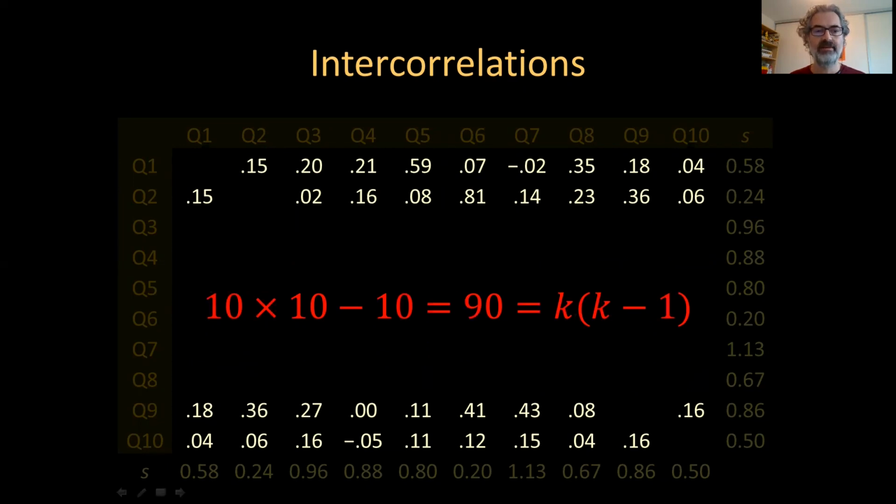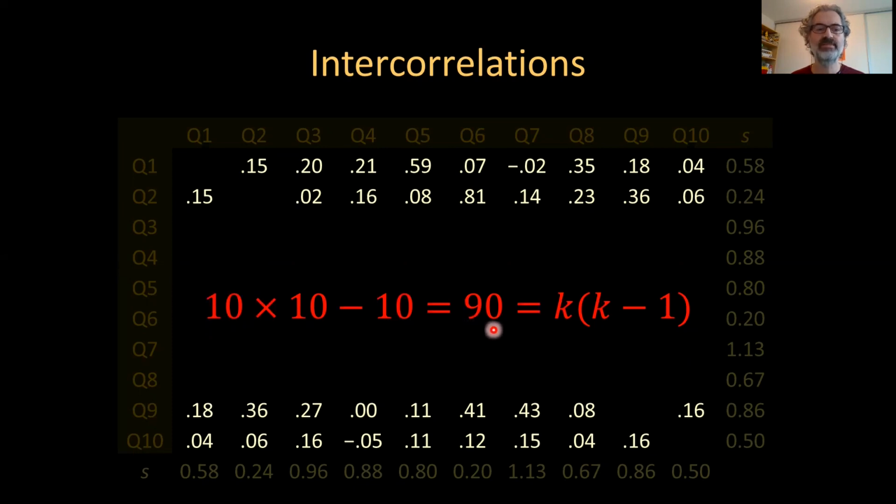So 10 by 10 is K squared, is how many cells we have here in this matrix, but we have removed 10 because they are the correlations with themselves and they're equal to 1, and they don't vary at all. In other words, they're always 1. So there is 90 cells left, which depend actually on the scores of the items.